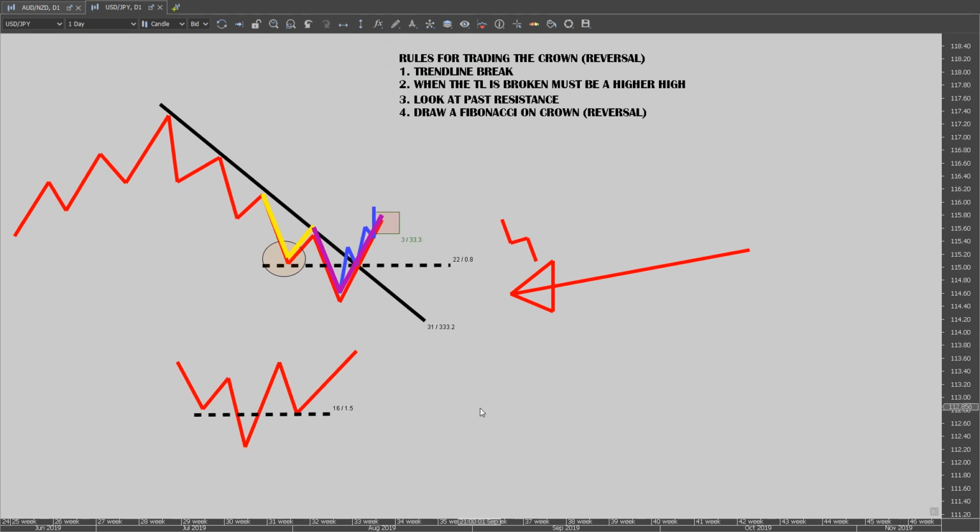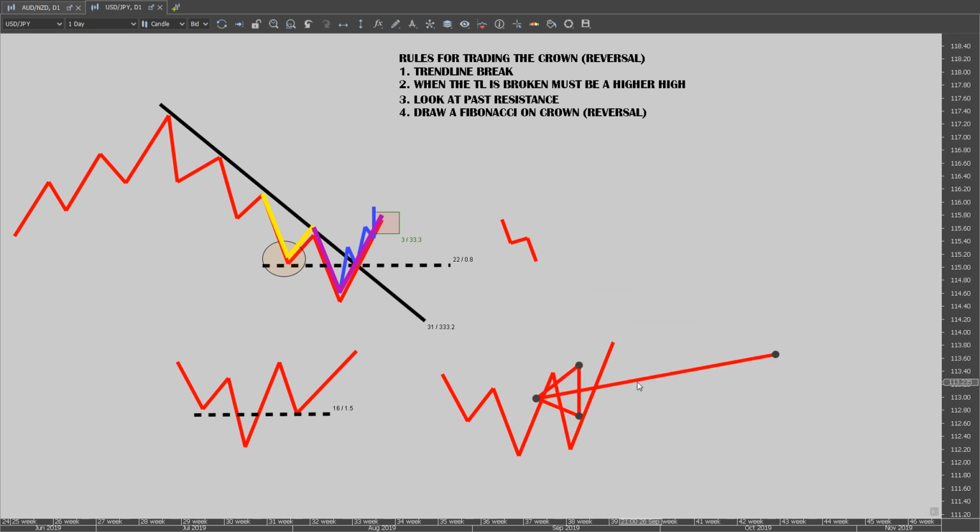Okay, sometimes the crown reversal is going to be a little bit ugly, meaning it's going to make a higher high, but it's going to make a deep retracement, and then it's going to move up. This one is ugly for the beginner traders. Oh, maybe a false crown. No, just be patient, because in number 4 we are going to use the Fibonacci on the crown. I'm going to explain to you.